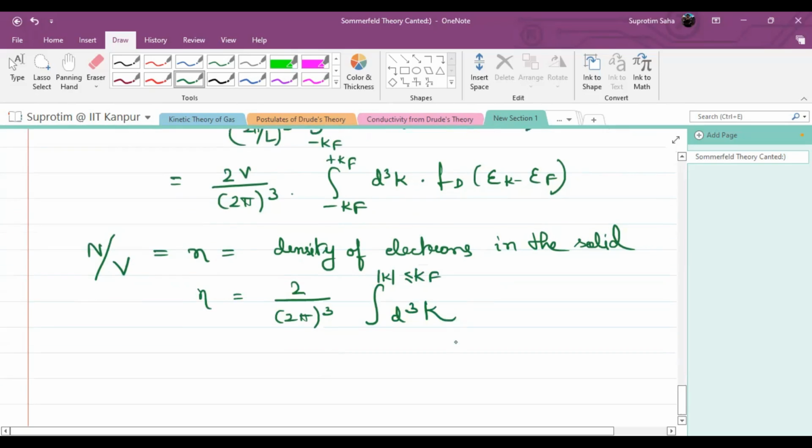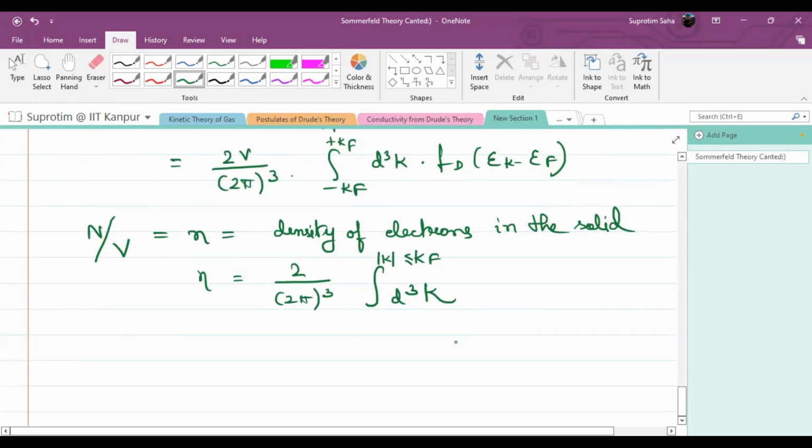Fine. So if you can correlate, when we consider d³r and integrate it over some radius, it gave the volume of a sphere. That was in real space. Thinking similarly, you can think that d³k gives the volume of the sphere in k space, which is nothing but 4/3 π kF³, where kF is the radius of that sphere.